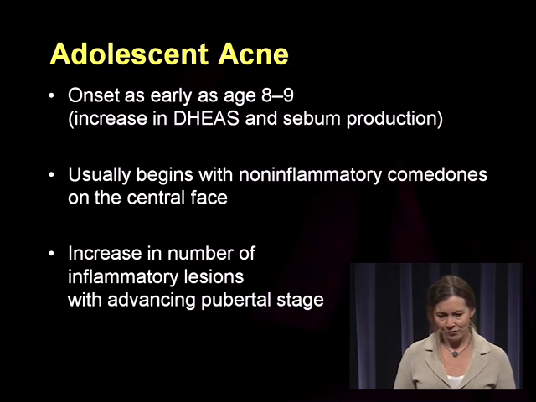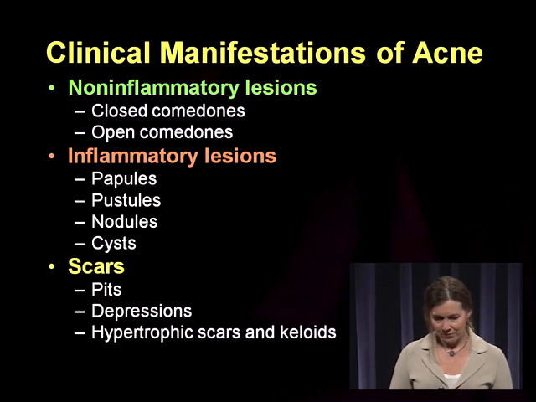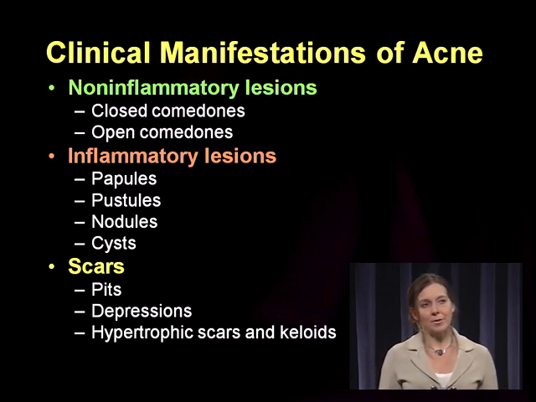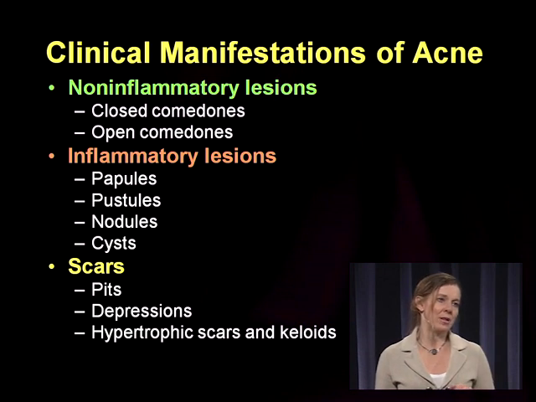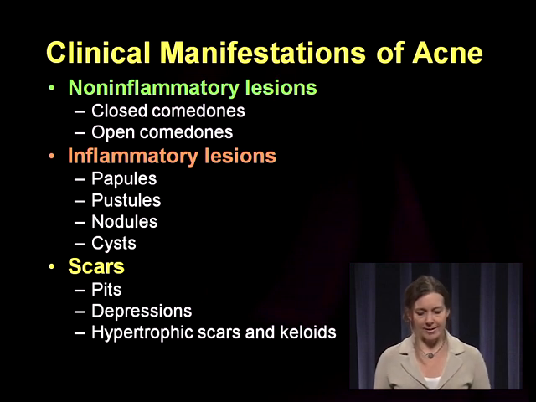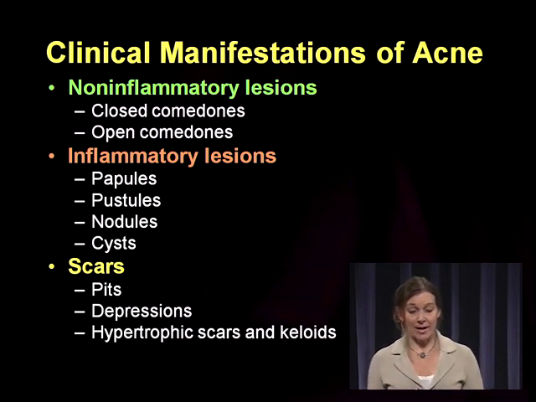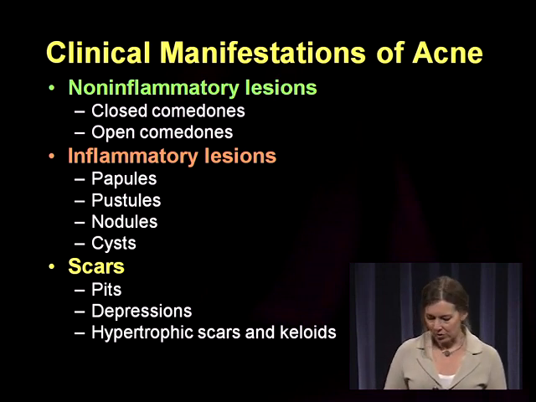So we talked a little bit about the skin lesions and acne. Acne typically starts with non-inflammatory lesions, or the closed comedones, which people refer to as whiteheads, and open comedones, which are referred to as blackheads. The inflammatory lesions are usually a later development, and patients have papules, pustules, nodules. When you have a papule that's greater than 5 millimeters, we usually refer to that as a nodule, and even in severe acne, we can see the development of cysts. And unfortunately, a significant percentage of acne will leave scars, and these can be pits or depressions, or occasionally hypertrophic scars or keloid formation.